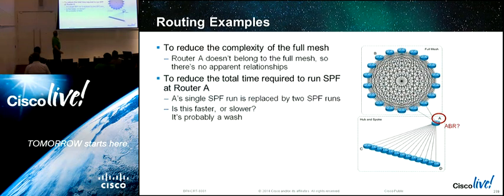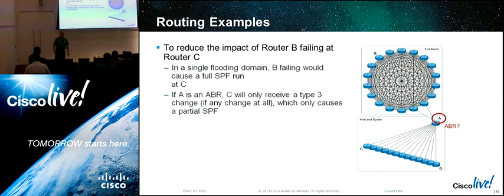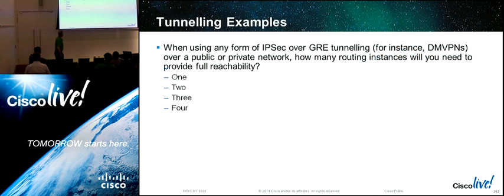What was the other one? Oh, it doesn't reduce runtime. In fact, you now have to run 2 SPFs at the ABR. So you may actually have a greater amount of SPF runtime. It depends, but in general, you're going to have to run 2 SPFs now, and you're going to have to do type 3 propagation. So the ABR is actually going to have more work to do versus if it was just part of a single topology, right?